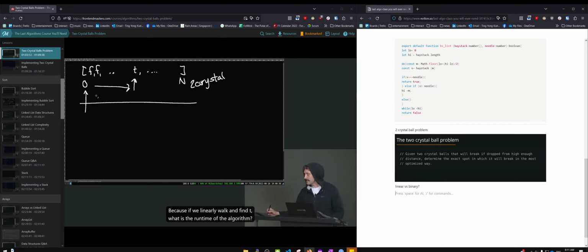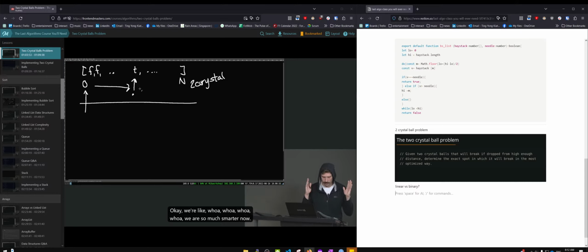Because if we linearly walk and find true, what is the runtime of the algorithm? Imagine in your head what you're going to write. You're going to write a for loop over the space of the array, checking every single time. Trick: look for loops. There's a loop based on the input. Boom, linear. It's O of n. Very, very simple to see.